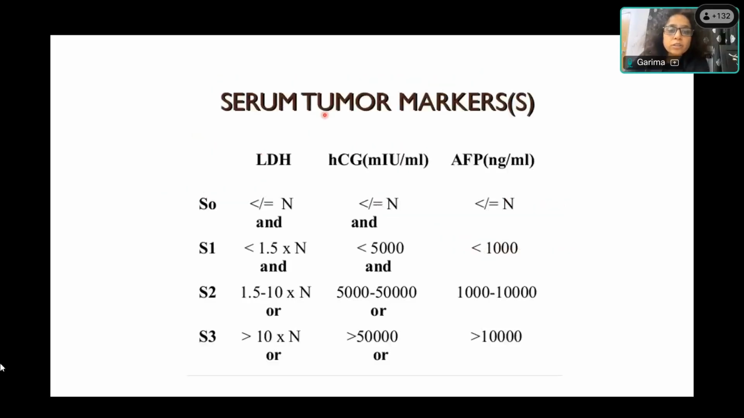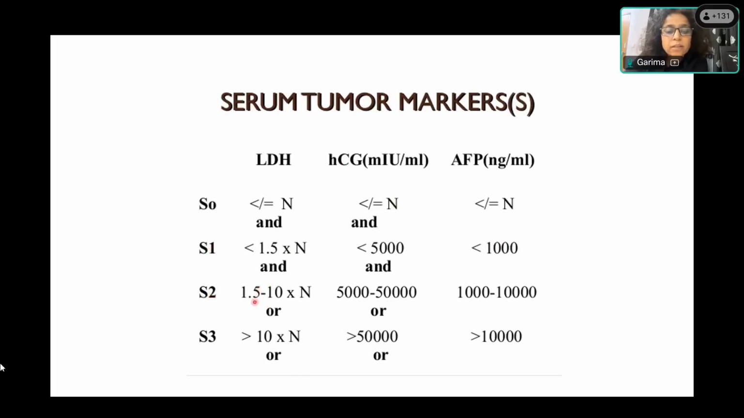So based on the serum tumor markers, we can stage these tumors as S0, 1, 2, and 3, based on LDH, HCG levels, and AFP levels. So if everything is normal, then it is S0 stage. If the LDH levels are less than 1.5 times the normal, and the HCG is less than 5,000 and the AFP is less than 1,000, then it is stage 1.